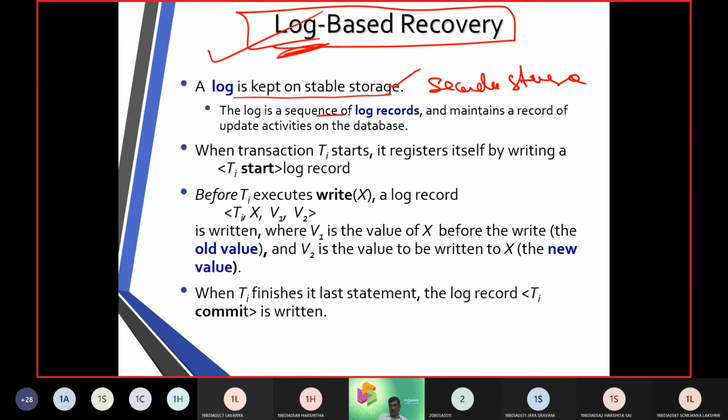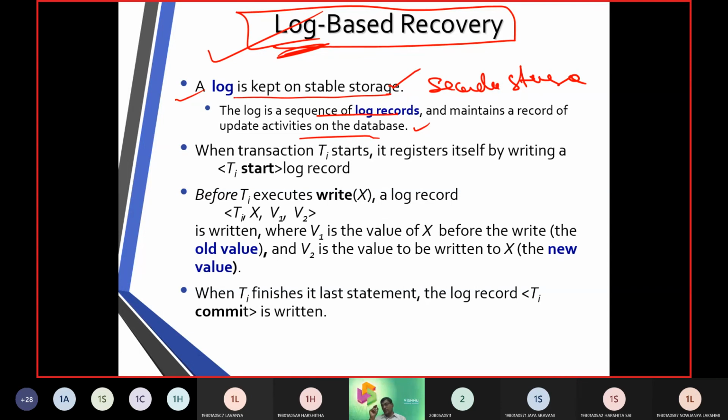This log is going to have a sequence of log records, and it is going to maintain all the database updates. As in a lab, we have a log of whoever has entered the lab, which system they are using, the system number and what time they entered. Everything is recorded when we enter an offline lab. Similarly, when transactions are about to start, they are recorded in a book, which we call a log book, and it is stored in the stable storage.